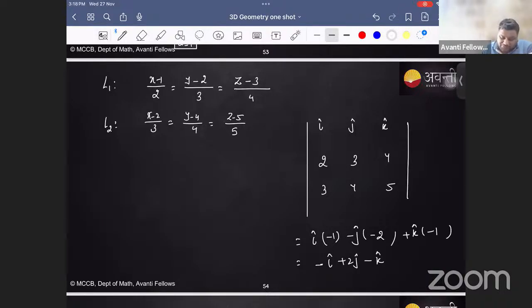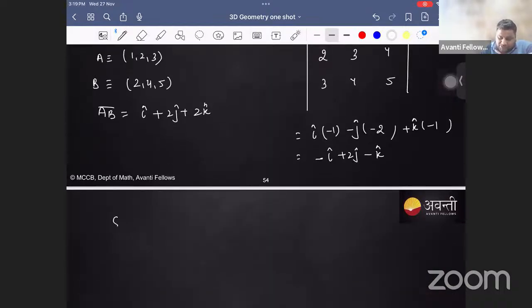Got it? On the first line, there is a point A, that is (1, 2, 3). Then there is a point B, that is (2, 4, 5). So AB vector is i cap plus 2j cap plus 2k cap. Am I correct?